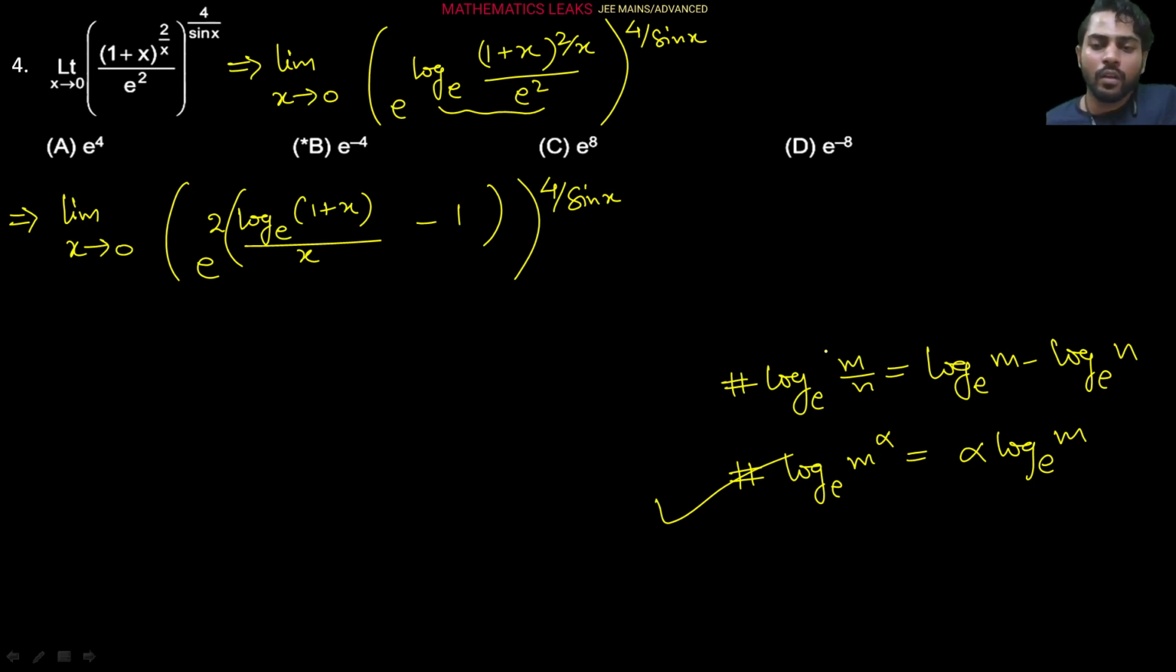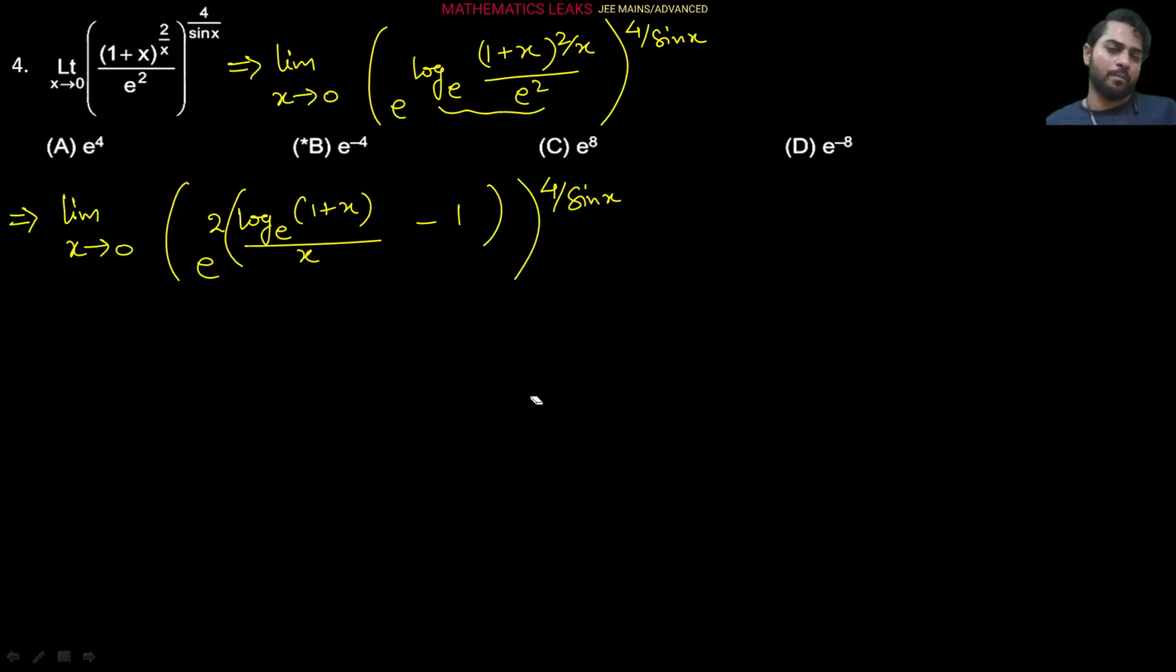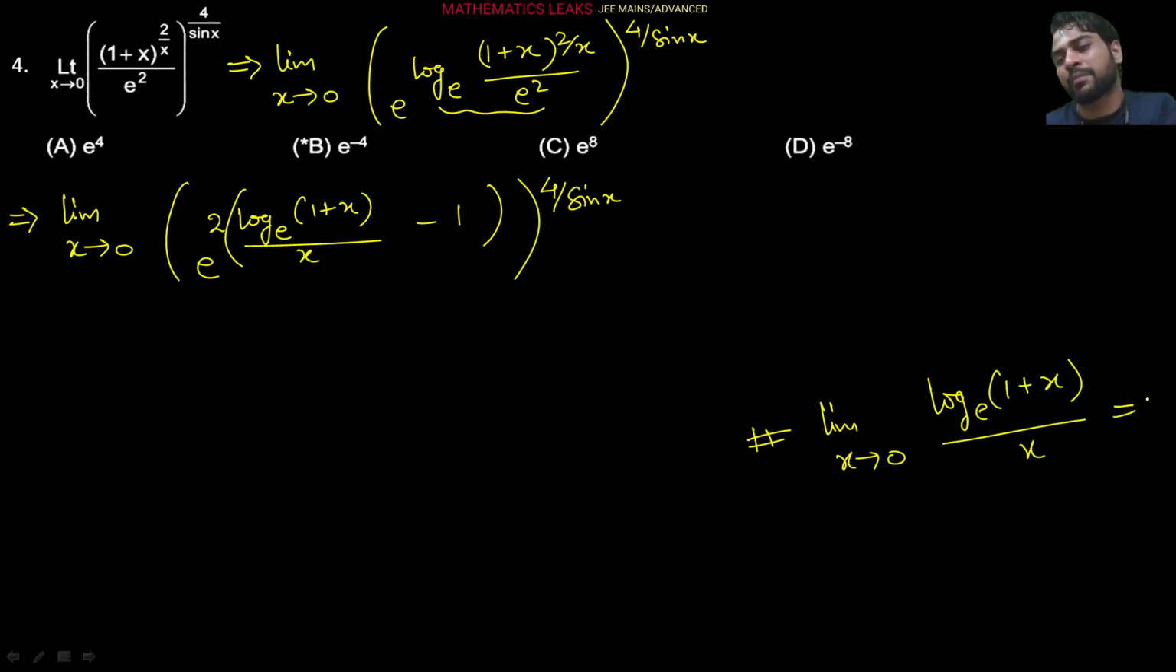Now if you observe this given quantity, it is turning towards the 1 to the power infinity form. As x approaches 0, there is a standard, frequently used limit: limit x tends to 0 of log base e of (1 plus x) upon x is nothing but 1 only, everybody.